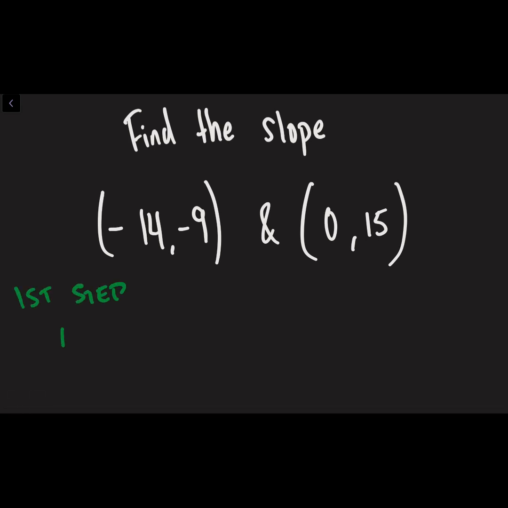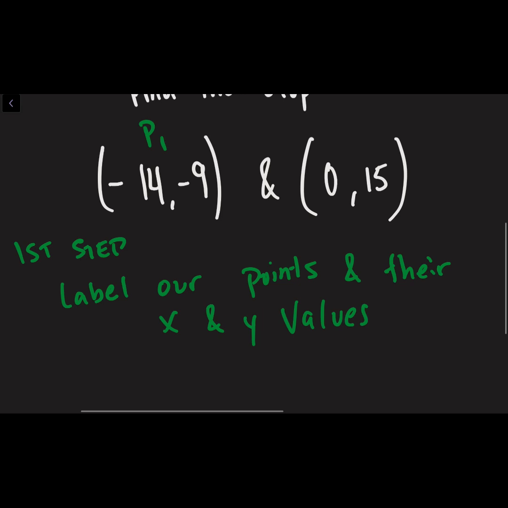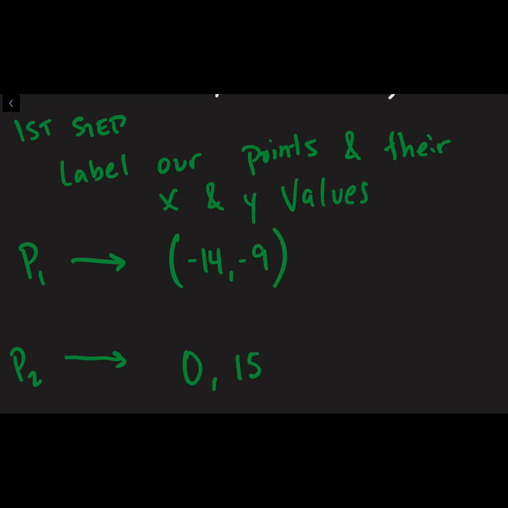So we've got the first step. We're going to label our points and their x and y values. We have point one and point two. Point one is -14, -9. Then we have 0 and 15 at the bottom for point two.